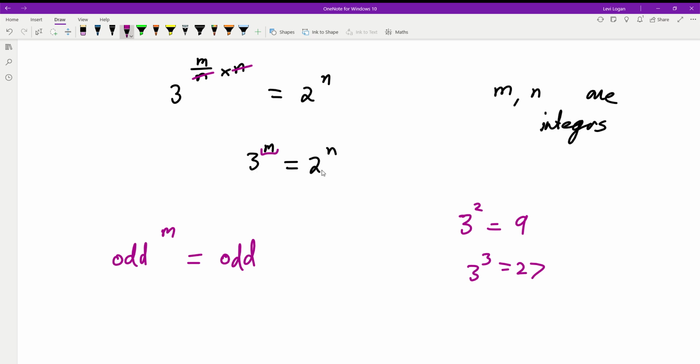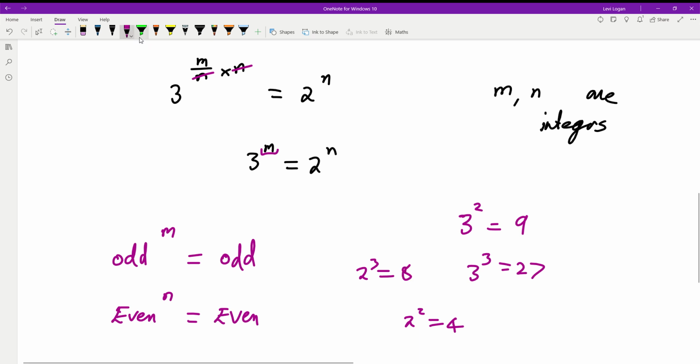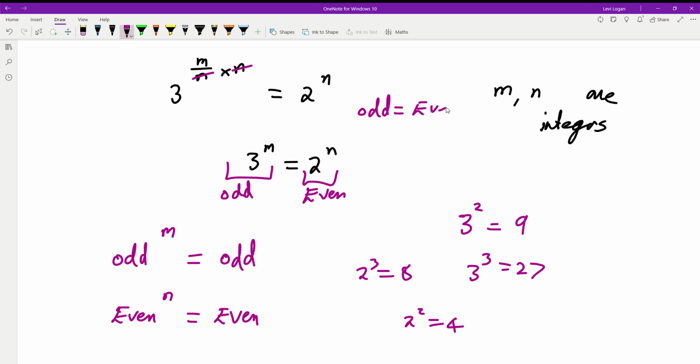And same here, if you take an even number to the power of an integer, it's still going to be even. For example, 2 squared is 4, 2 to the power of 3 is 8, they're always even results. So no matter what integer you have for m or n, this result is always going to be odd, and this result is always going to be even. Now, an even number cannot equal an odd number. That is the contradiction in this statement. So if an even equals an odd, that means we have a contradiction.